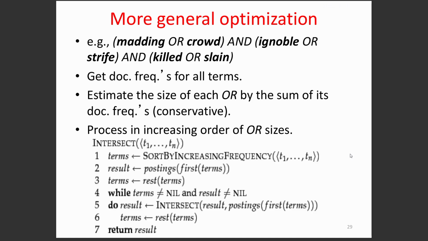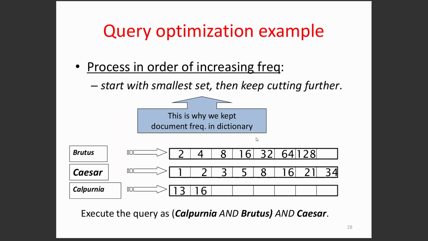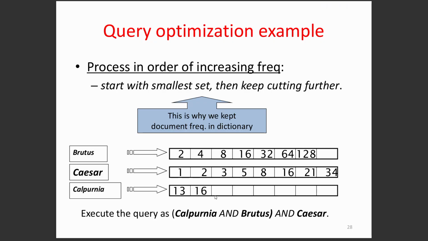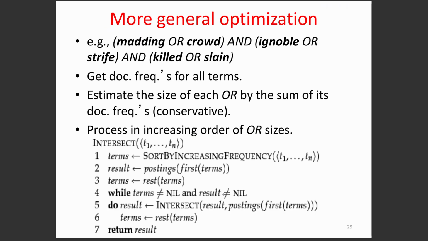Now this is the more general optimization, the algorithm that I explained. Intersect T1 and so on till Tn. Terms are sorted by increasing frequency. The result is converted into a posting list, and terms will contain the rest of the terms. Until the terms are nil, perform the intersection between the result and the next document list, and then terms include the remaining terms, and then return the result.